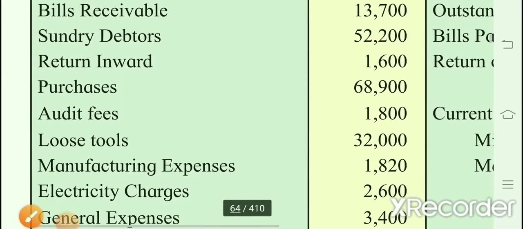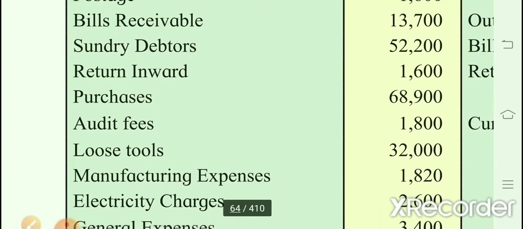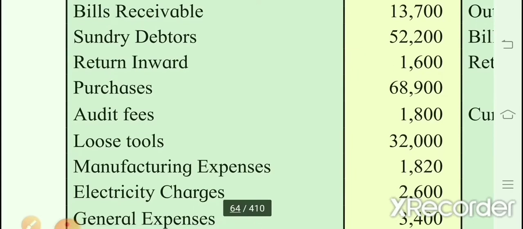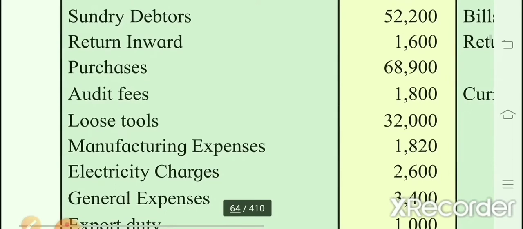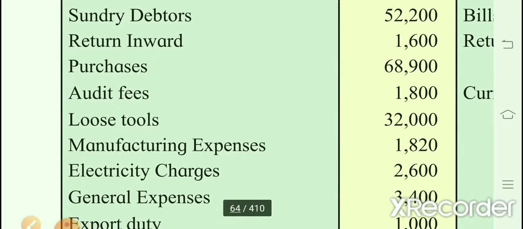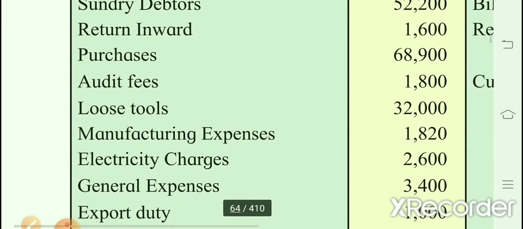Next is return inward 1,600. Return inward means it's our sales return, hence it will be deducted from sales. Next is purchases 68,900. It will be written on debit side of trading account. Then audit fees 1,800. We will write this item on debit side of profit and loss account. There is the adjustment, so write the amount on inner column.